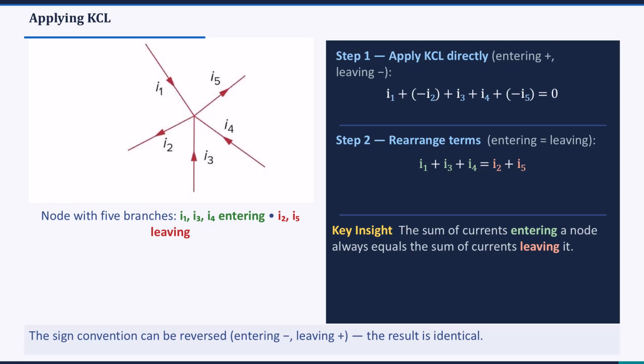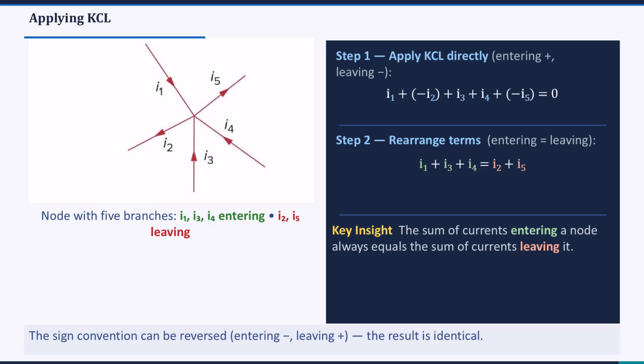This gives us the key insight. The sum of currents entering a node always equals the sum of currents leaving it. This is the most intuitive way to remember KCL. Think of water flowing through a pipe junction. Whatever flows in must flow out.